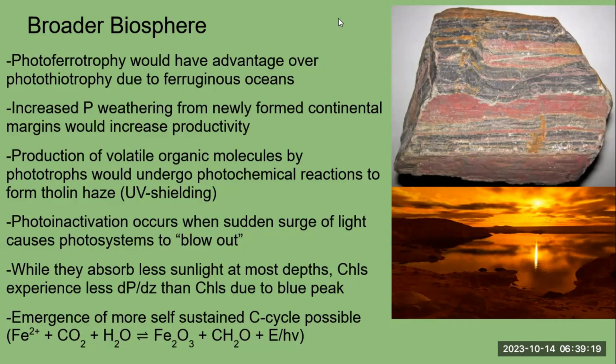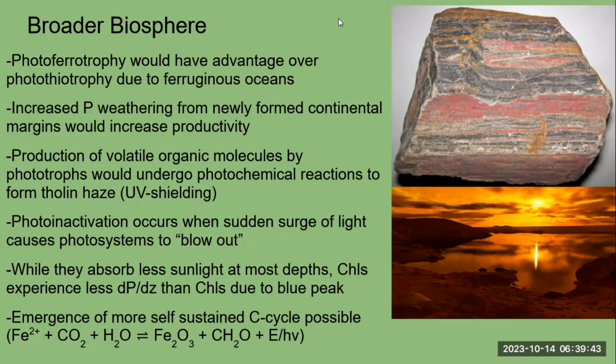Here, they would react photochemically with UV light and produce a layer of Tholin haze. This would in turn provide UV shielding to the surface and explain why sulfur mass-independent fractionation becomes less common. This would also allow planktonic phototrophs to inhabit the top mixing layer of the ocean.